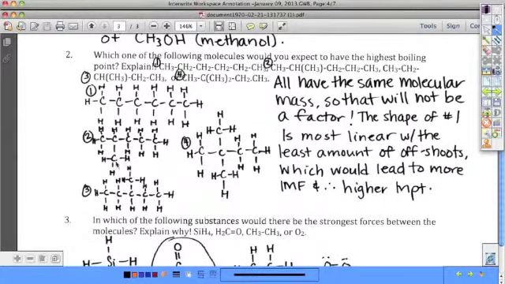Normally we know that the heavier something is, the higher the melting or boiling point would be, because it takes more energy to make it melt or boil if it's heavier. They're all the same size though. They all have the same number of carbons, the same number of hydrogens. So we can't use that as a factor. So we need to think about intermolecular forces in dealing with these.